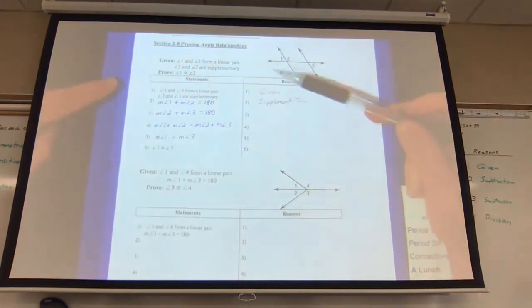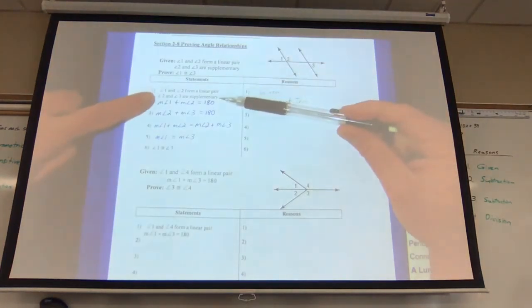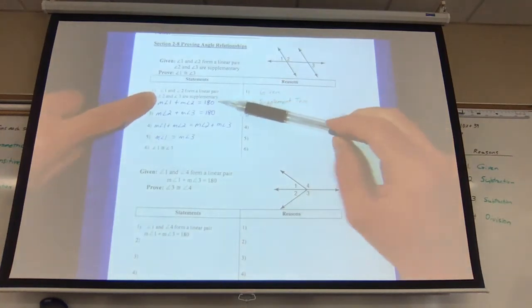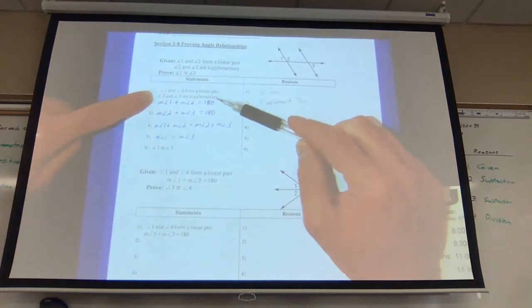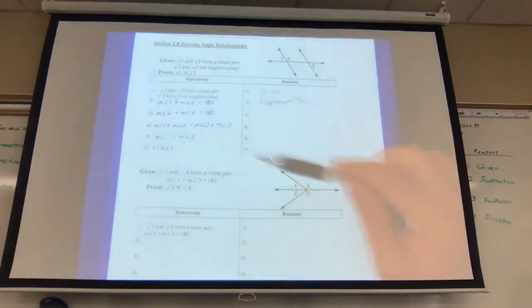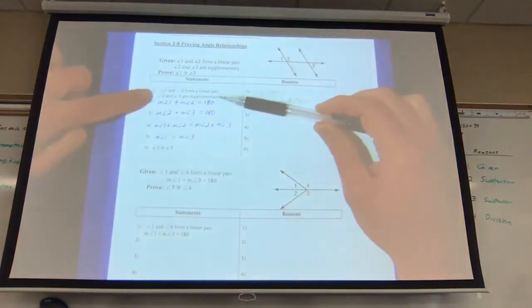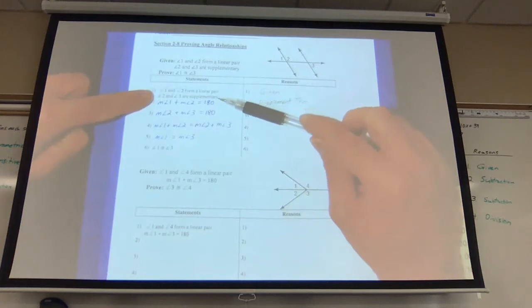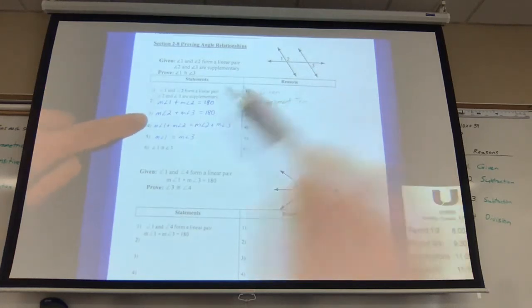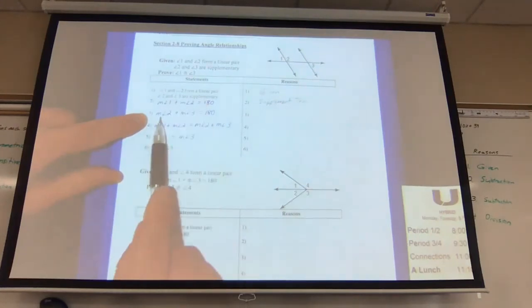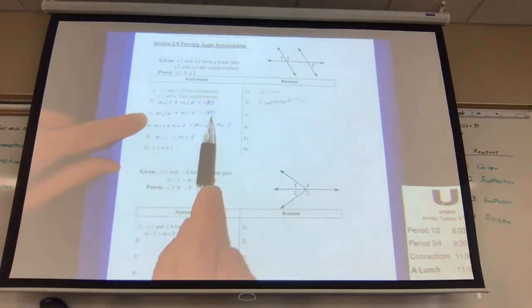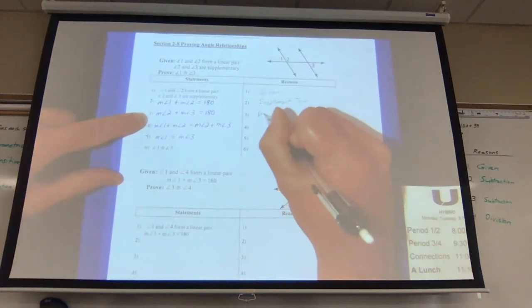And then the other part of our given, that first step, said that 2 and 3 were supplementary to each other. Now, when they give you a vocabulary word in your given, typically that's going to show up in your proof by using the definition of that word. Since 2 and 3 are supplementary, we need to know what that means. Supplementary means they add up to 180, which is what we did here in step 3. Since 2 and 3 were supplementary, that meant they added up to 180. So here we're going to use the definition of supplementary.